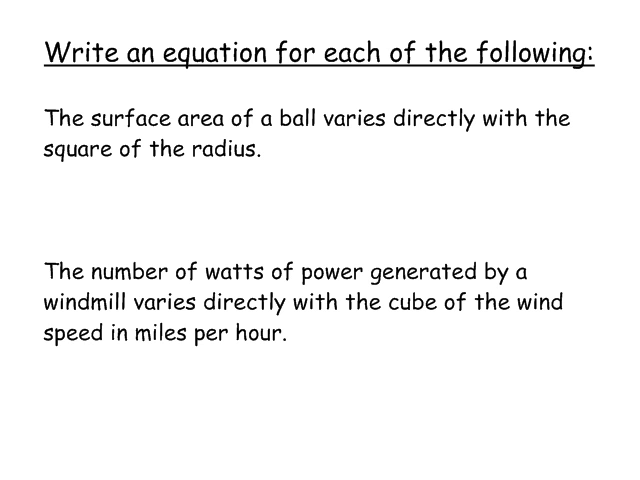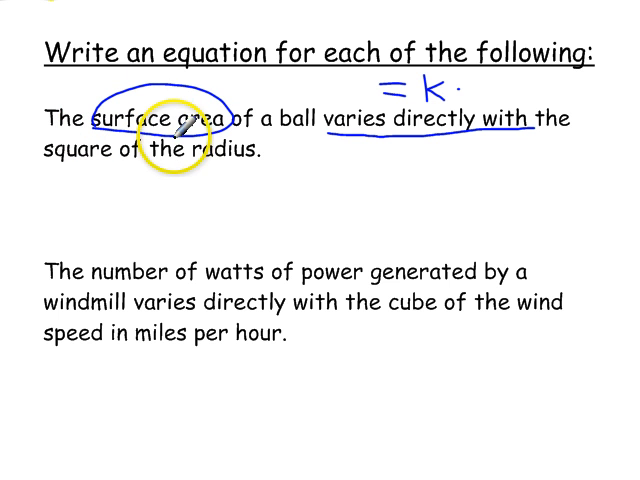One of the things you'll be asked to do is write an equation for a situation. This says the surface area of a ball varies directly with the square of the radius. When we look at these problems, we first want to look for what kind of variation it is. This says it varies directly with. When we see that phrase varies directly with, that means it's going to be equals k times, because we're looking for direct variation. We want to know what varies. So we look at the beginning of the sentence. The surface area of a ball varies. So it's the surface area that's varying.